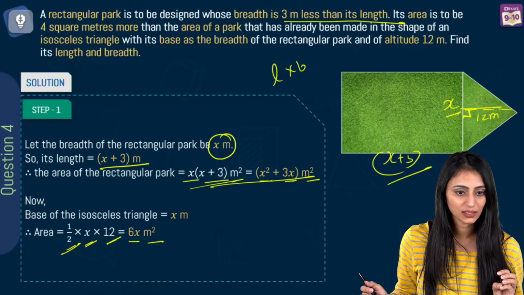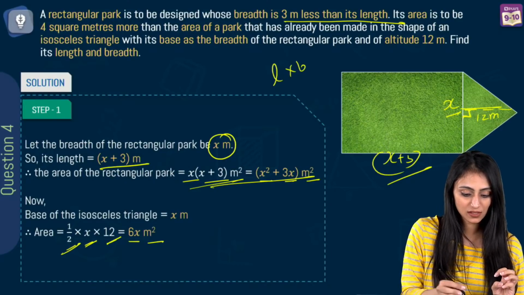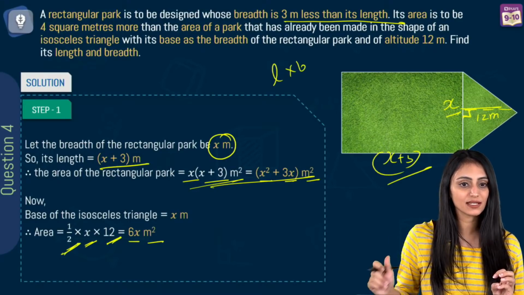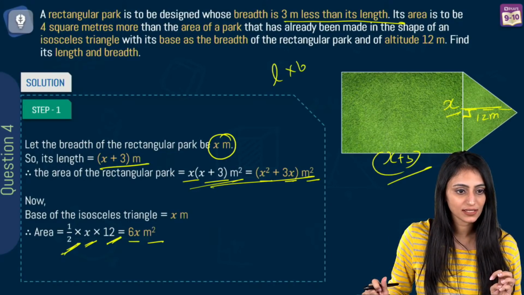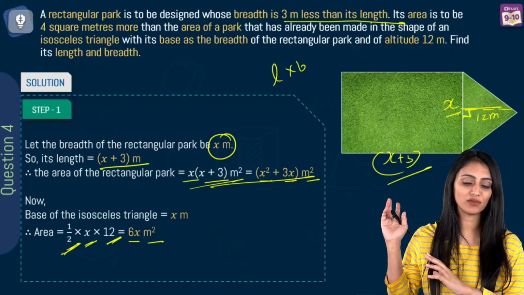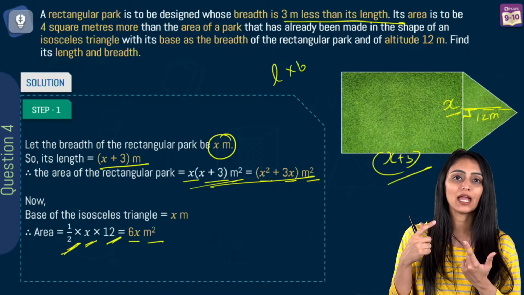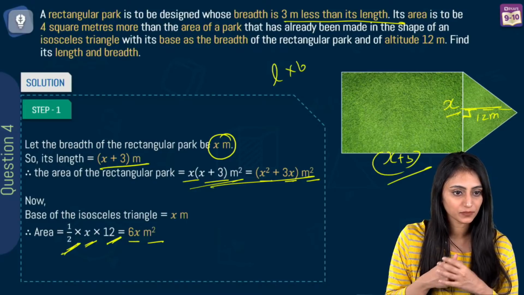How 6? Why are we getting 6 here? Because this is 12 and this is 2. They will get cancelled out. Clear? I hope this is clear to everyone now. These steps, how we are finding out their areas. Area of rectangle and the area of the isosceles triangle.